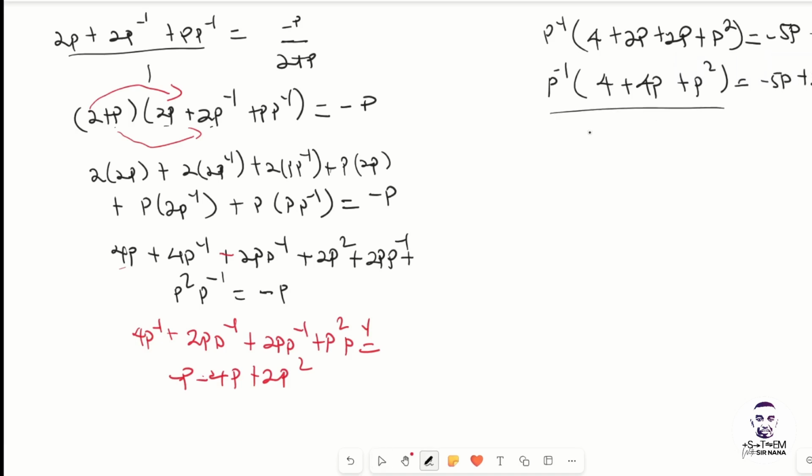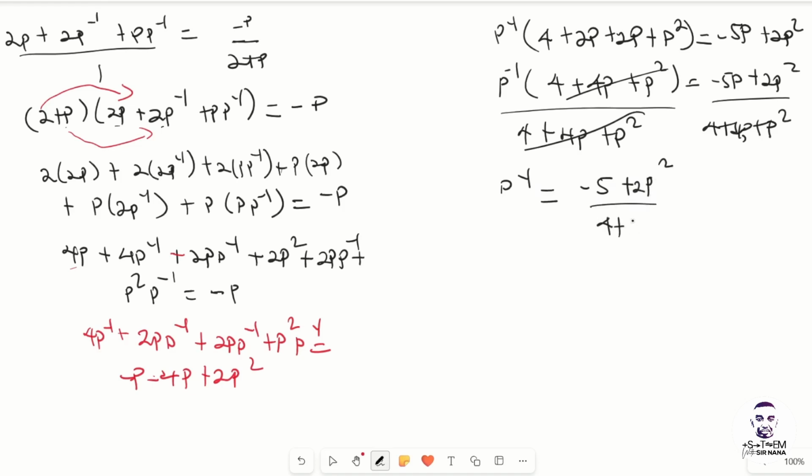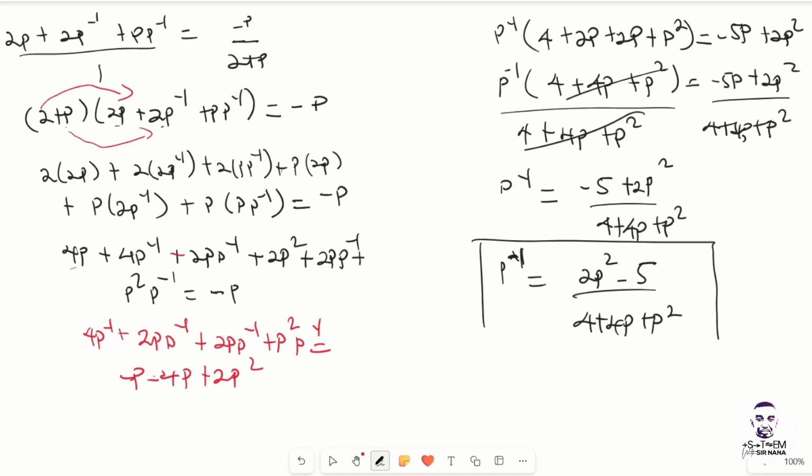So we can divide both sides by the coefficient of the P inverse, which is 4 plus 4P plus P squared. So this cancels this. So we have our P inverse to be equal to minus 5 plus 2P squared all over 4 plus 4P plus P squared. Or we can write P inverse as 2P squared, let's bring the 2P squared first, minus 5, so that it looks nicer, all over 4 plus 4P plus P squared. So this is our inverse, right?